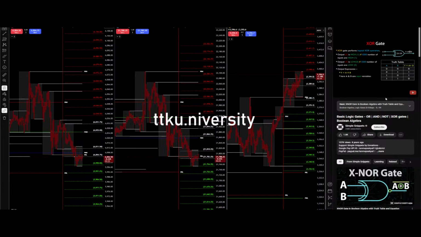Now here's the truth table. As I mentioned, the output is high when an odd number of inputs are high. In cases 2 and 3, we have only one input which is high. That is the reason why the output is high. But in the first and the last case, an odd number of inputs are not high. In the first case, both the inputs are 0, so we end up with the output as 0. And in the last case, both the inputs are high. That is, an even number of inputs are high. That is the reason why the output is 0.